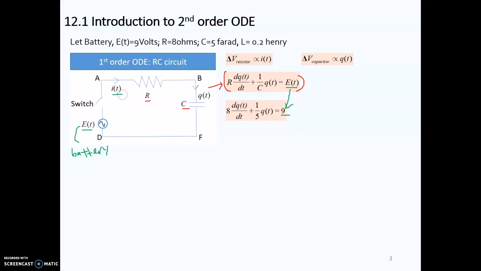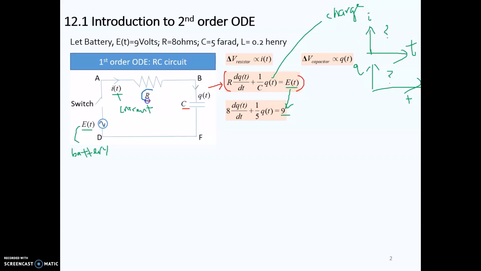And you should know that I is equal to the current and charge is equal to Q(t). We would like to know what is the change of the current or the charge with respect to time. We know that the voltage consumed by the resistor here is equal to IR, where the current I can be represented by dq over dt.